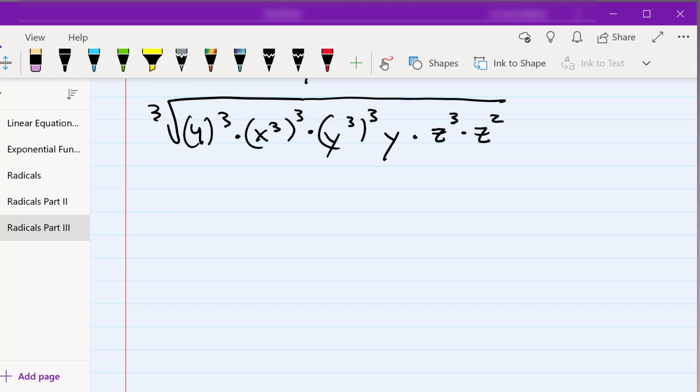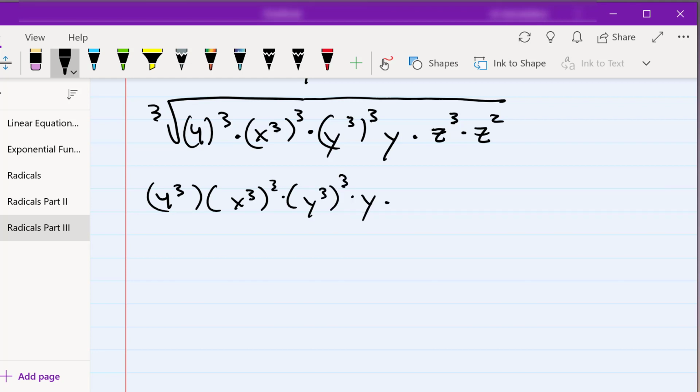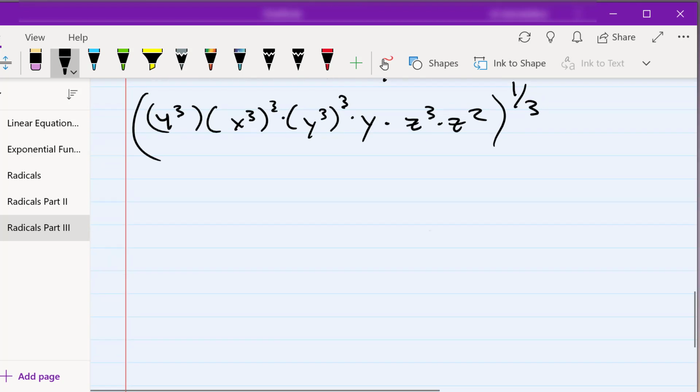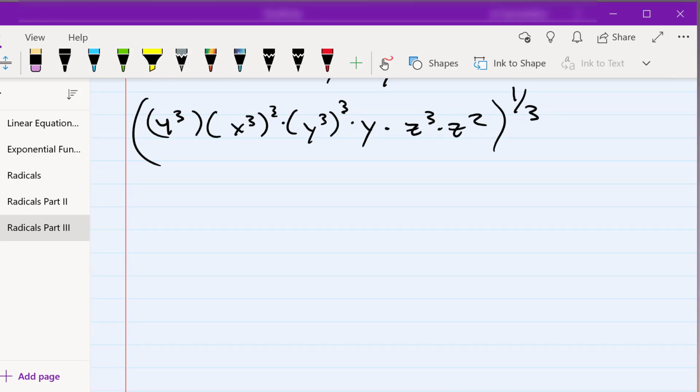We can rewrite this as 4 cubed multiplied by x cubed cubed multiplied by y cubed cubed multiplied by y multiplied by z cubed times z squared, all raised to the power of 1/3. Now 4 cubed to the power of 1/3 is 4 multiplied by x cubed to the power of 3 raised to the power of 1/3 is just x cubed.